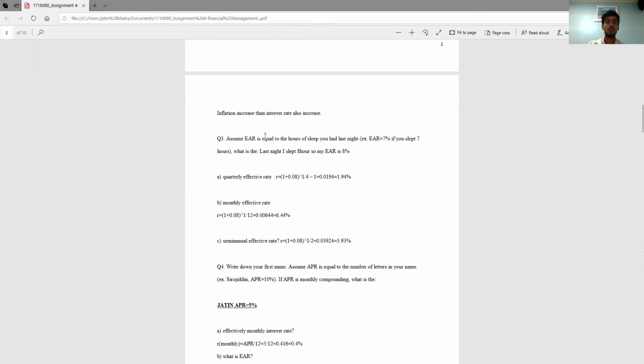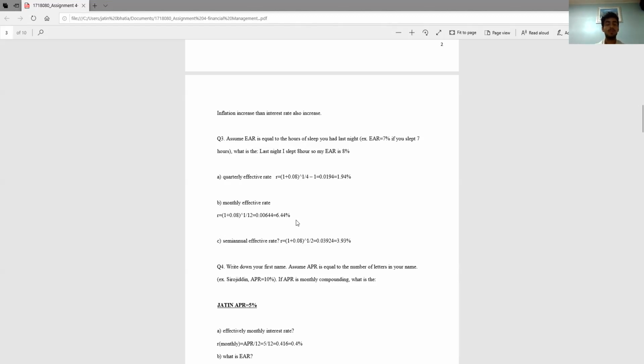Question number 3. Assume EAR is equal to the hours of sleep you had last night. Last night I slept 8 hours. So EAR is 8%. For quarterly, the formula is (1 plus R) to the power n minus 1 is equal to the EAR. 1 plus 0.08 to the power 1 by 4 quarterly, that is 1.94%. Monthly, 1 by 12 power, that is 0.64%.